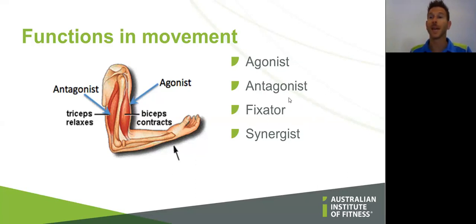Fixators are my stabilizing muscles that are going to hold joints together during exercises. And synergists are helper muscles. They may not be the prime movers, but they're going to assist this big muscle to help bring this arm up as well. An example of that would be something like the brachialis, which is down deep here.